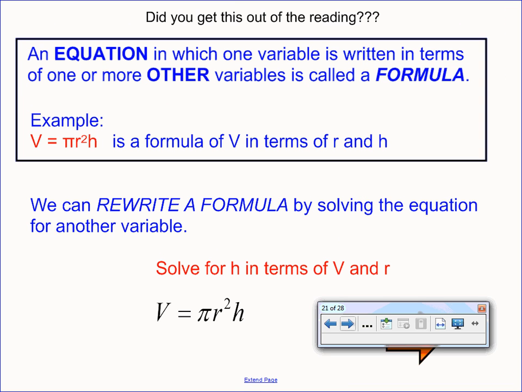We have one more topic. That's the rewriting formulas part. And we'll just have enough time for our closing today. So it's going to work out perfectly. Everybody, let's continue.